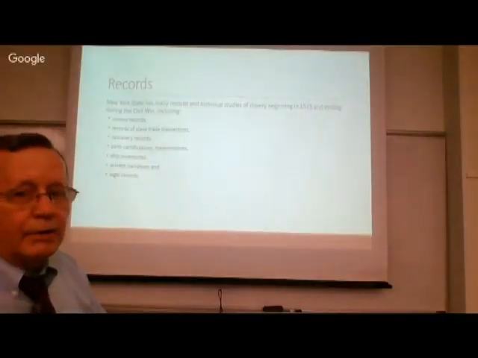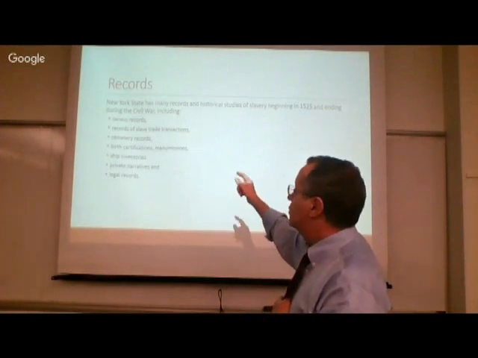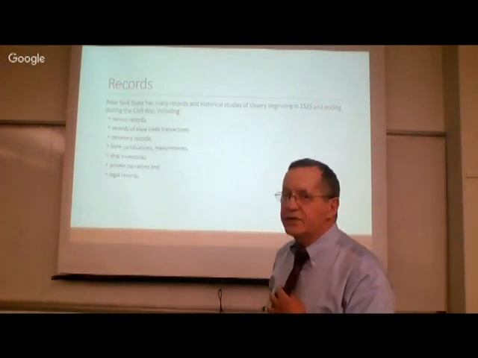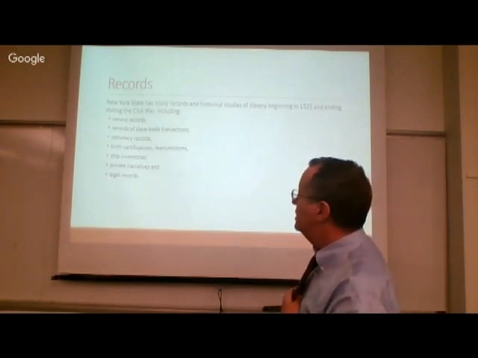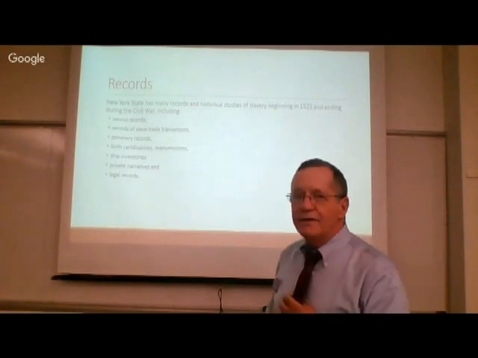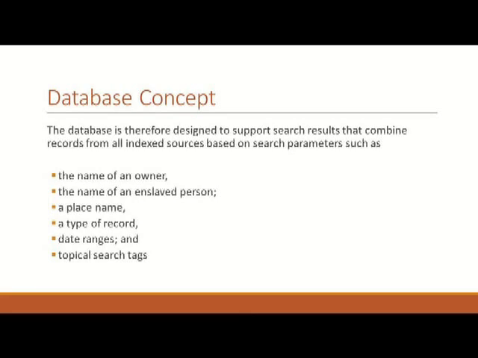We point out here where our records came from. They come from census records, records of slave trade transactions, cemetery records, birth certifications and manumissions, ship inventories, private narratives, and legal records. The database can be searched based upon, as I said, the name of an owner, a place name, a type of record, date ranges, and topical search tags.